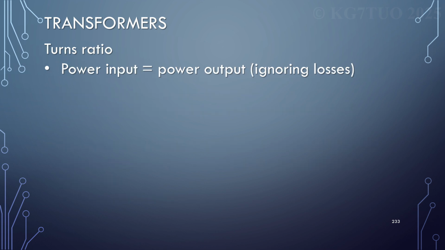Power input equals the power output, ignoring losses. So generally we just ignore inefficiencies, but when you're designing systems, you can't do that. But for the purposes of testing and everything, we just ignore it. It's like the isotropic antenna is theoretical, but totally impossible to build.